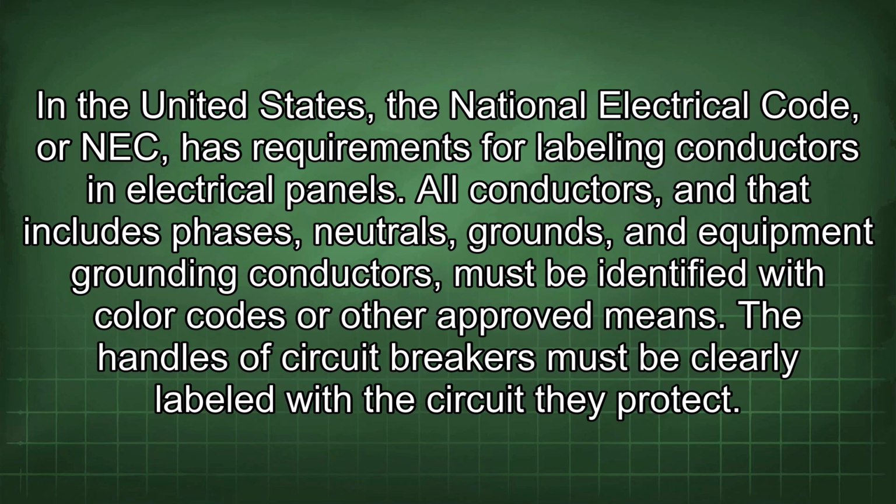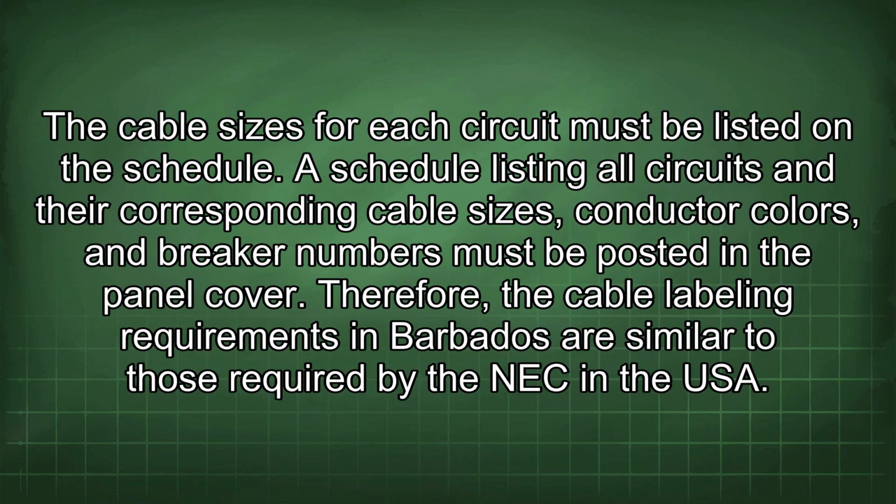In the United States, the National Electrical Code, or NEC, has requirements for labeling conductors in electrical panels. All conductors, and that includes phases, neutrals, grounds, and equipment grounding conductors, must be identified with color codes or other approved means. The handles of circuit breakers must be clearly labeled with the circuit they protect. The cable sizes for each circuit must be listed on the schedule.